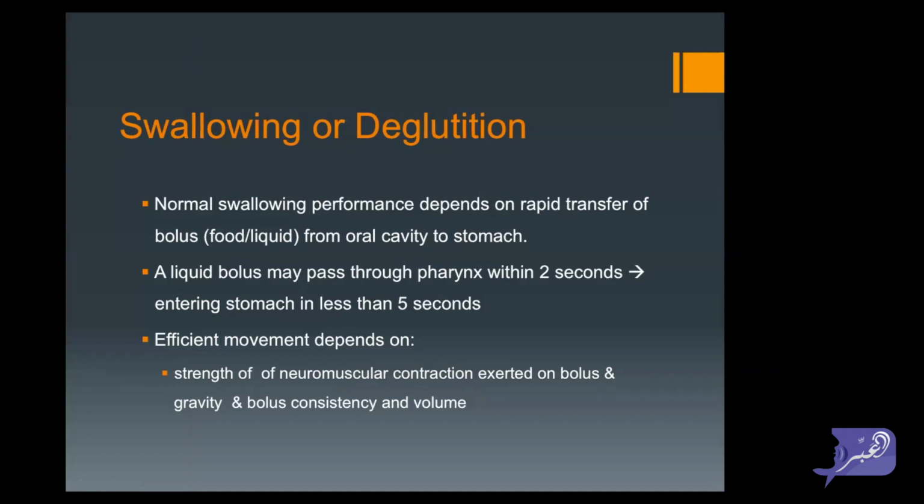Efficient movement depends on the strength of the neuromuscular contraction exerted on the bolus, gravity, and the bolus consistency and volume. So how fast can I eat or drink something? It depends on lots of things. How effective are my muscles when they contract and push the bolus and exert pressure on it? The consistency of that bolus. If it's a liquid, it's going to go through very quickly because it's very light. Versus if it's a solid that is very consistent, cohesive, thick, for example like bread, which needs chewing first, cutting down, breaking down, and then swallowing. That'll be a little bit slower. And gravity as well plays a role.